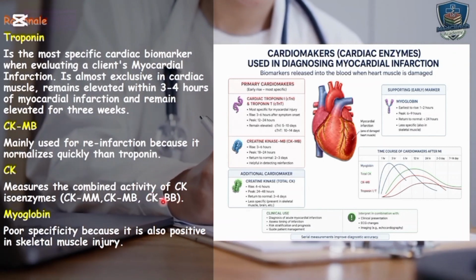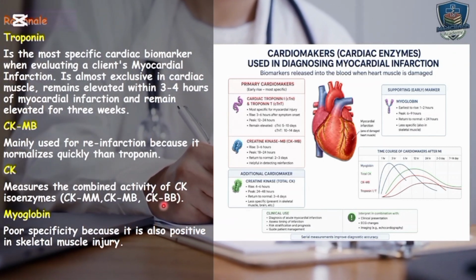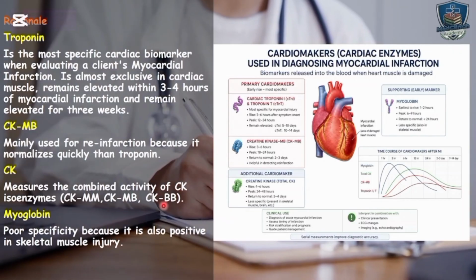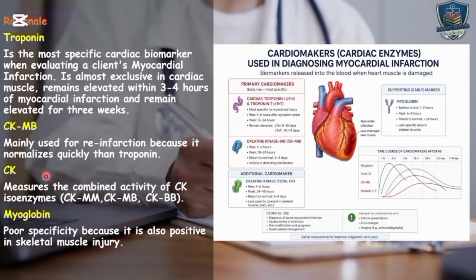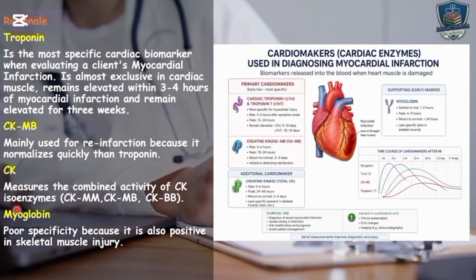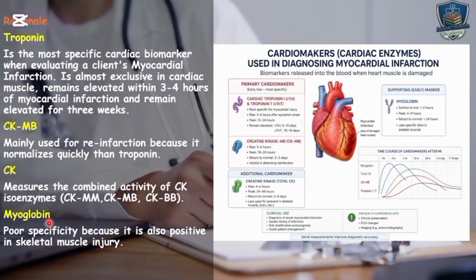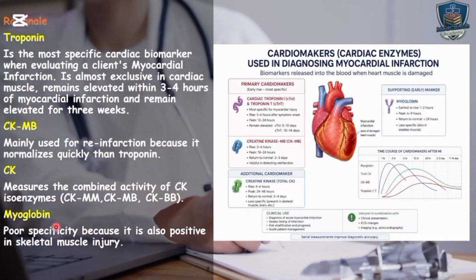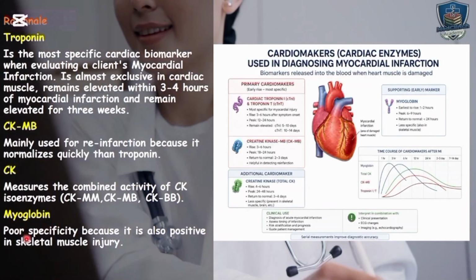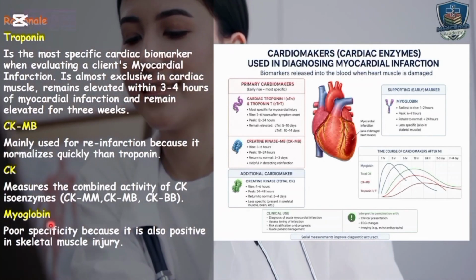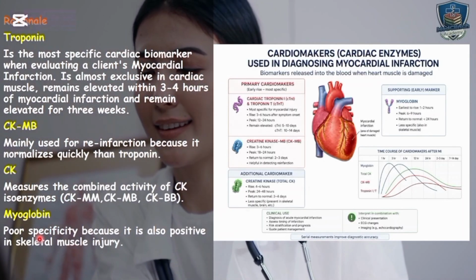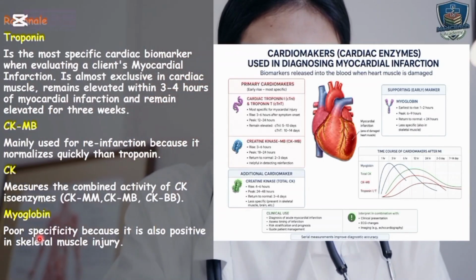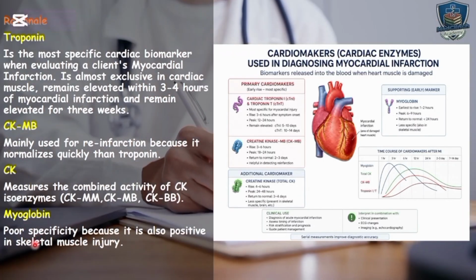For CK-BB, also called the brain band, this tends to happen when there's damage to the brain cells. So that's the difference when it comes to CK and CK-MB. For myoglobin, this one has a very poor specificity because we know that it's majorly elevated when there's damage to the skeletal muscle. So this one will be reflected when there's a skeletal muscle injury. Yes, sometimes we can see it when there's damage to the cardiac muscle cell, but it's more when there's an injury in the skeletal muscle.